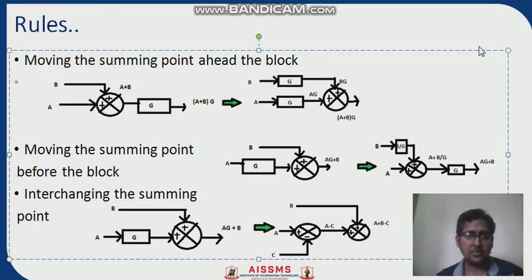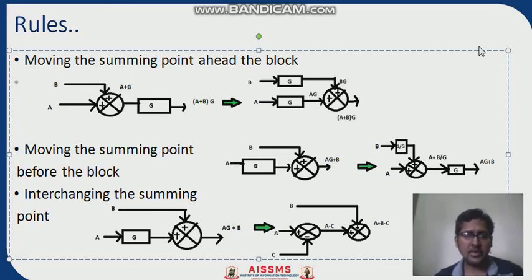Similarly, moving the summing point before the block. A goes through Z, and then B goes to the summing point, so the overall output is AZ plus B. This can be represented with B as the input to a block 1 by Z, added at the summing point directly with A, and the overall value multiplied by Z. The overall value does not change, that is AZ plus B. Next, interchanging the summing points.